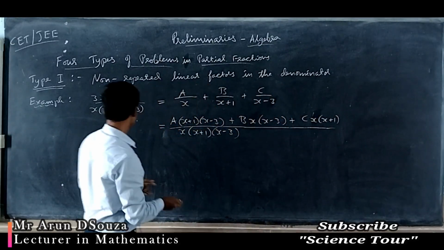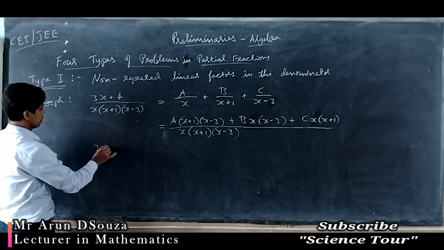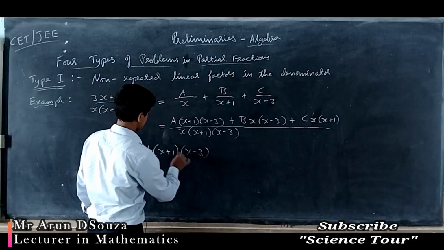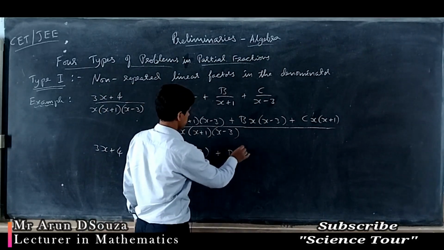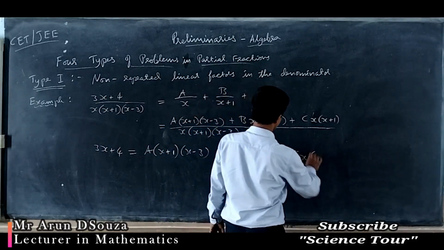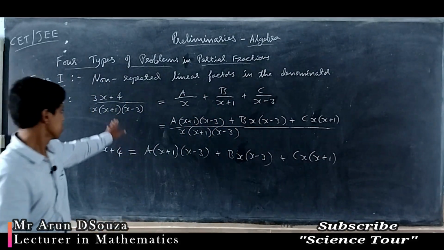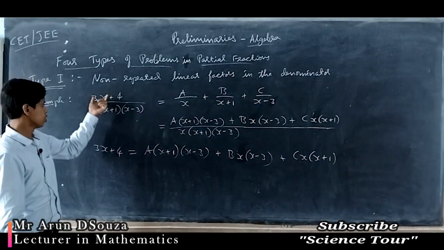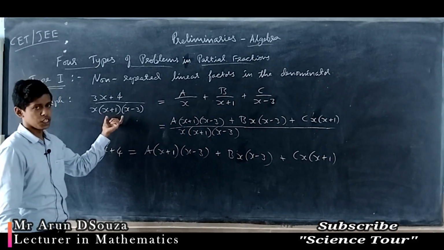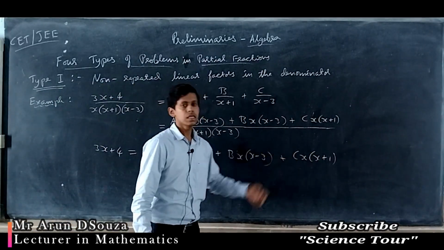Well, now what is the next thing? The denominator can be cancelled, and what remains is 3x plus 4, that is equal to a into x plus 1 x minus 3, plus b into x minus 3, and then c x plus 1. I hope you understood that, cancelling the denominator. The denominators are cancelled on both sides, so only the numerators remain. After the cancelling of the denominators, what is left is finding the values of a, b and c.